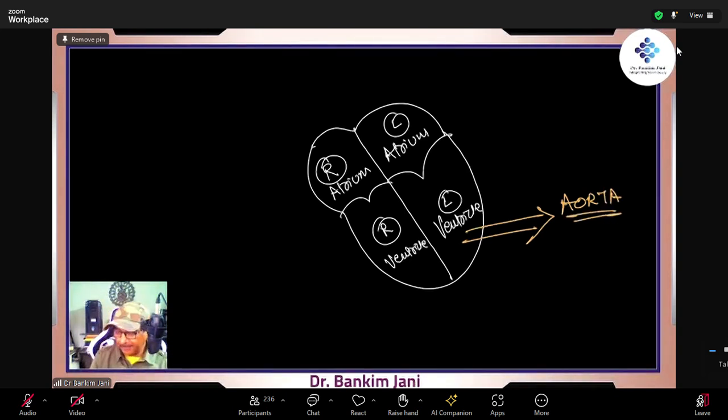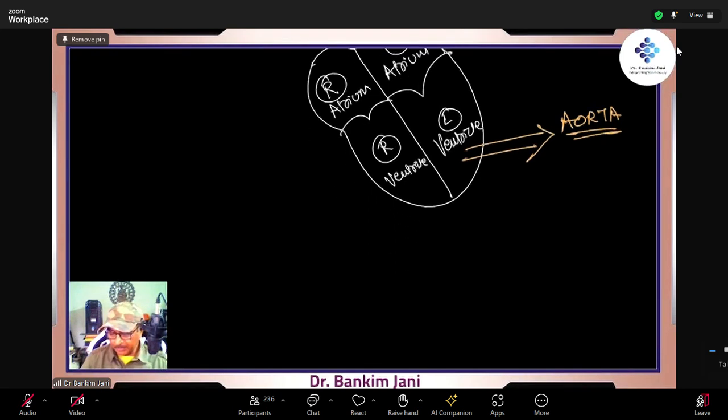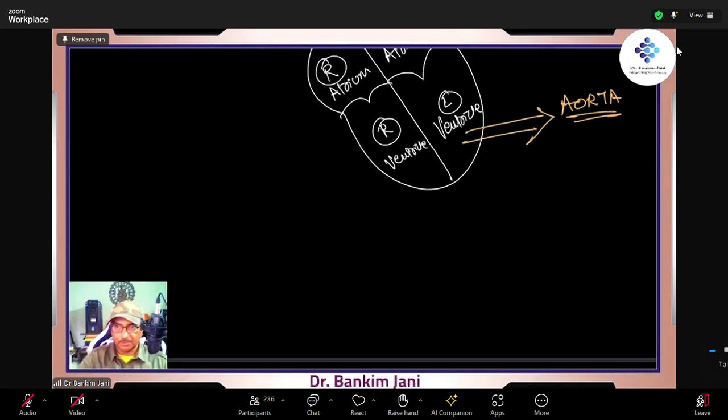Now the aorta is like an arch, and it divides into various parts. Some of the arteries will be going for head and neck and brain, and some of them will be going for the abdomen and the lower limb.